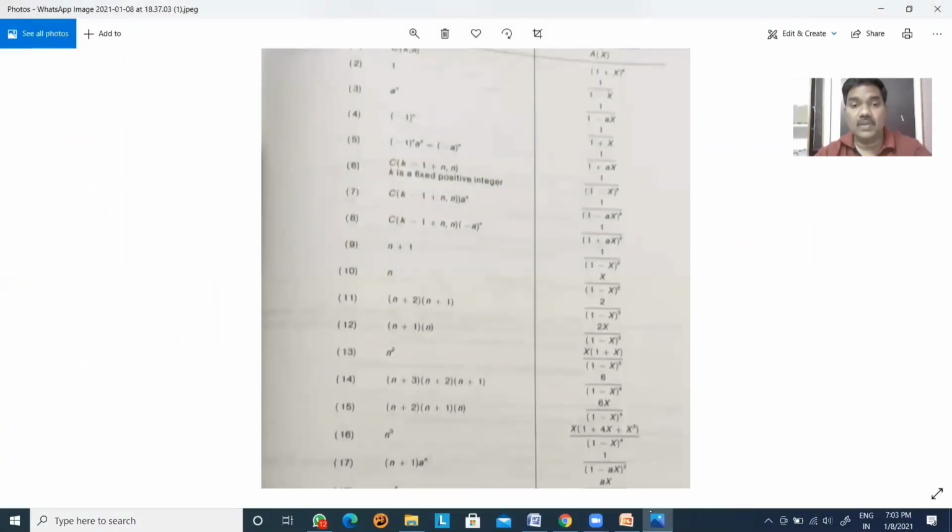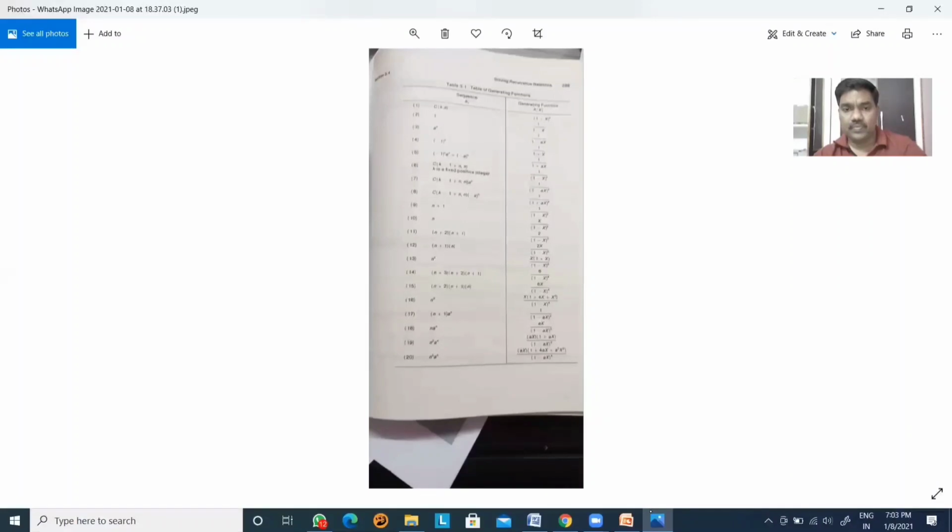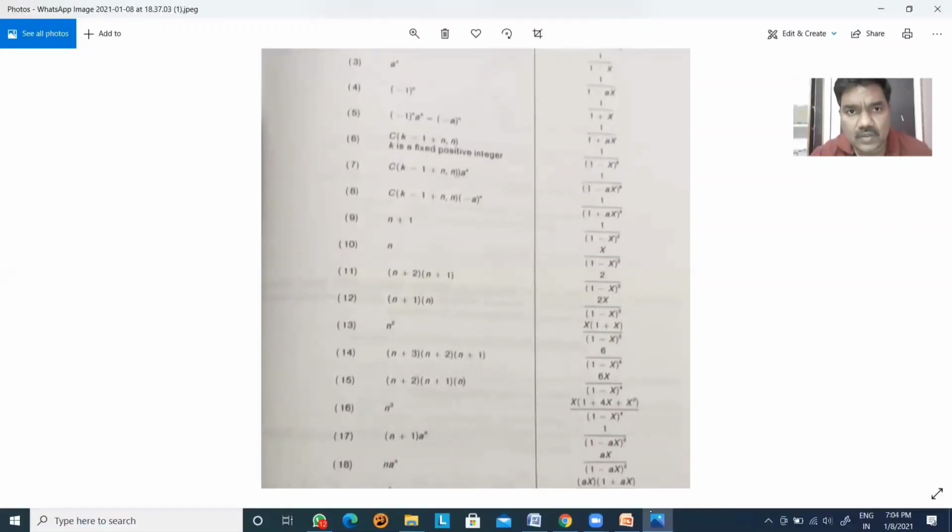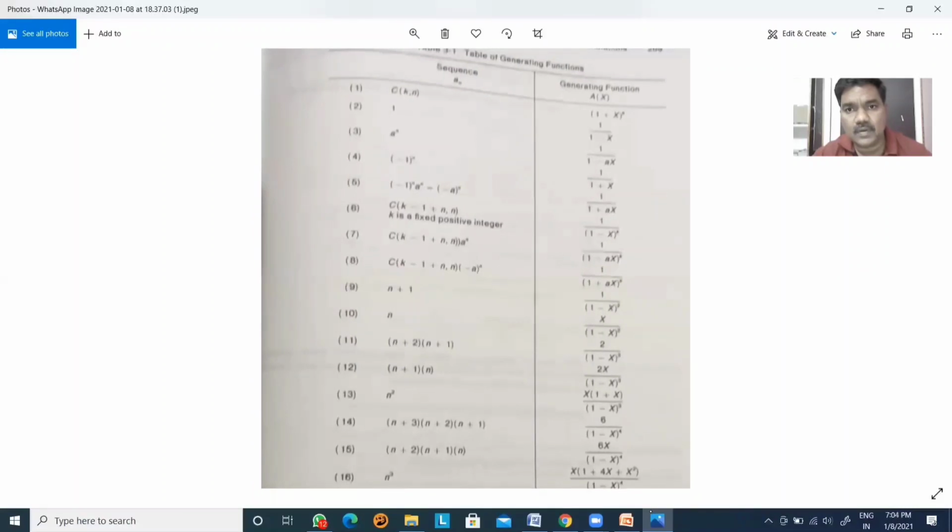This is the image. See this. Yes, this is the third one, and this is the formula for this. See the third one, this is the formula. For 1 by 1 minus ax, the sequence is a power n.